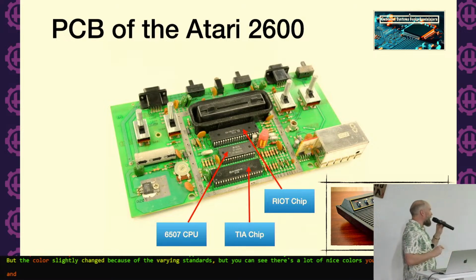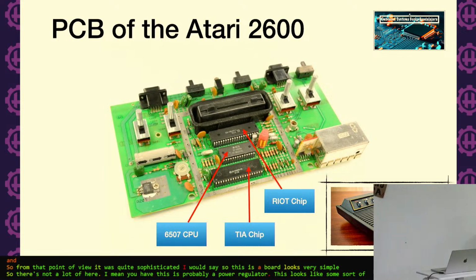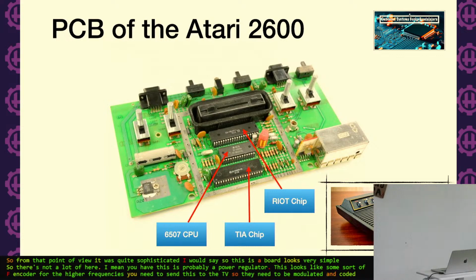So this is a board. It looks very simple. There's not a lot here. You have, this is probably a power regulator. This looks like some sort of RF encoder for the higher frequencies. You need to send this to the TV, so they need to be modulated and coded. And then you have only 3 chips. The heart is the smallest one, the CPU.